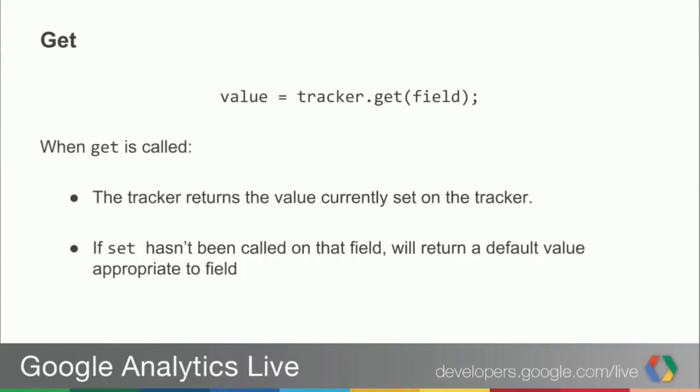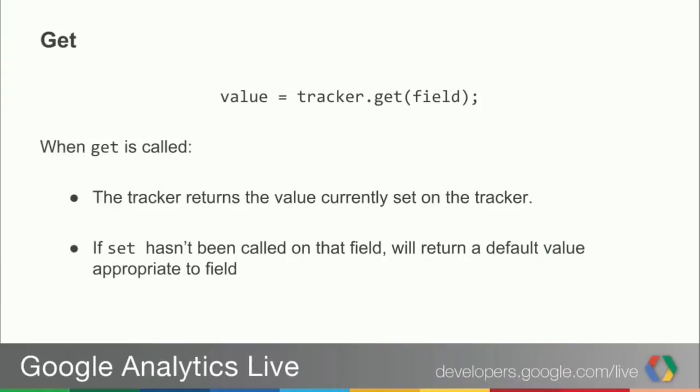The other point to bring up here is that the tracker has this concept of what we call default values for certain fields. There are some fields that you really want to always set in the application world, things like the application name, the application version, the client ID is another good example. We'll fill those in for you if you don't set them using the set method or pass them through the map in the send call. And if you call get on those particular fields, we'll give you the value we will provide if you haven't set the value.